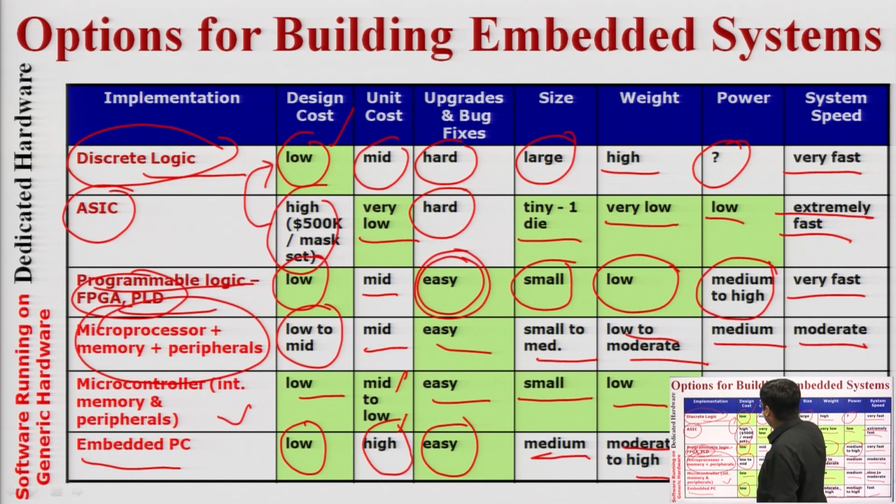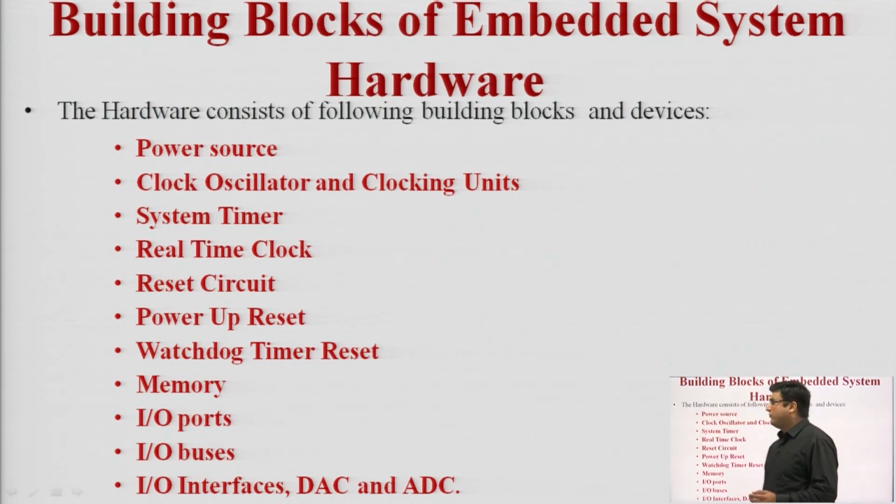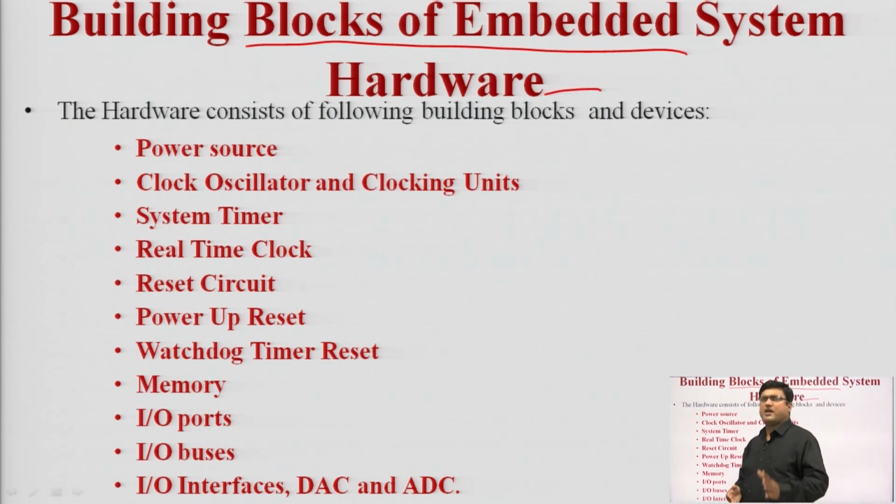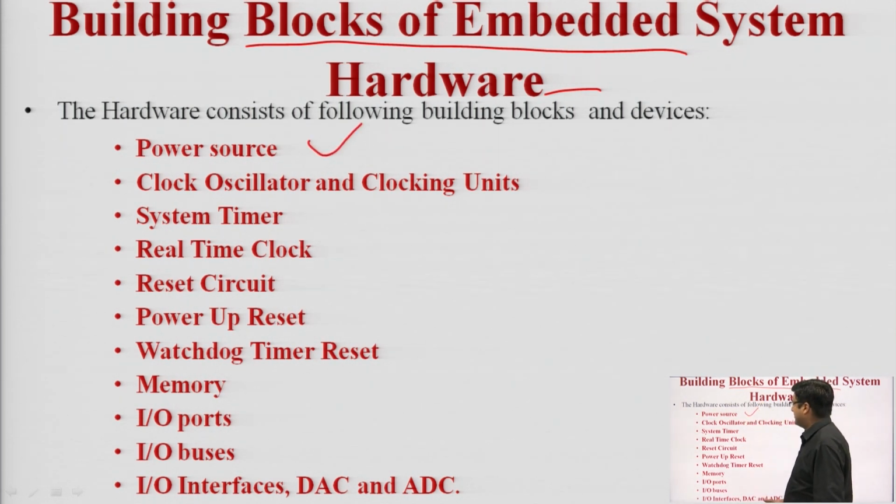So, these are the different options available to design any particular embedded system. Okay. So, in the next slide we will see the building blocks required for embedded system hardware. So, what are the various building blocks required to design any embedded system? The first one is the power source. This is the general requirement, because without a power source any application cannot run. So for any application of an embedded system, we need a power source to run it. Okay, it is the main requirement.